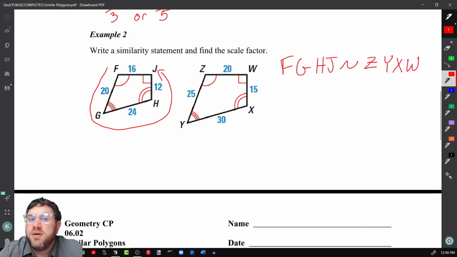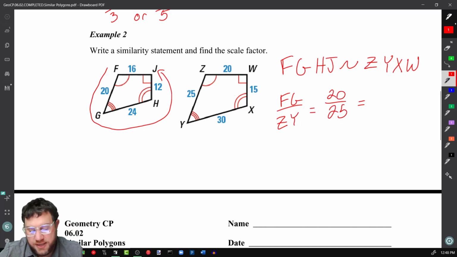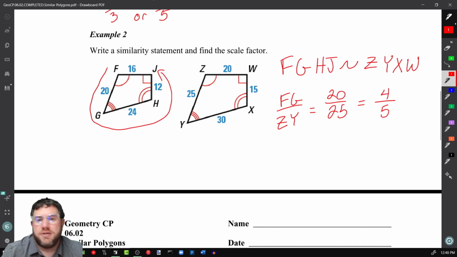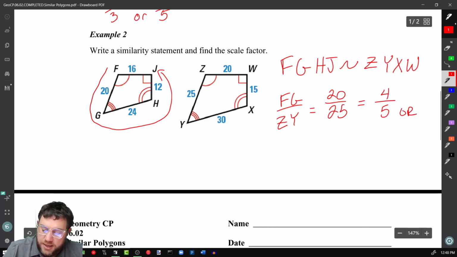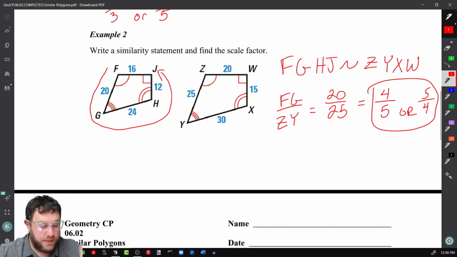Now to get our scale factor, we just pick any 2 corresponding sides. Doesn't matter which ones, because if they're similar, we're going to get the same fraction for all of them. So I'm going to do FG and ZY. FG is 20, ZY is 25. So when we reduce that, both of them have 5 that go into them, so we divide the top and the bottom by 5. So this is going to reduce to 4/5. You could have done it in your calculator with math enter if you wanted to. And because we're not being picky about it, we also could have said 5/4. So we could have turned it over, and that would have been A-OK.